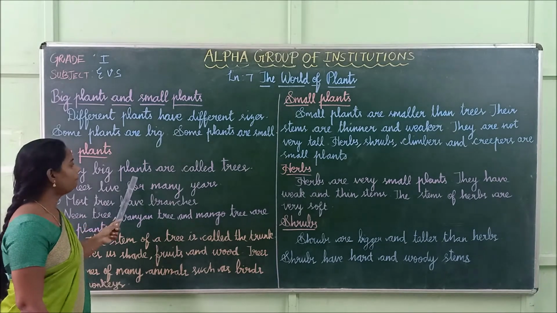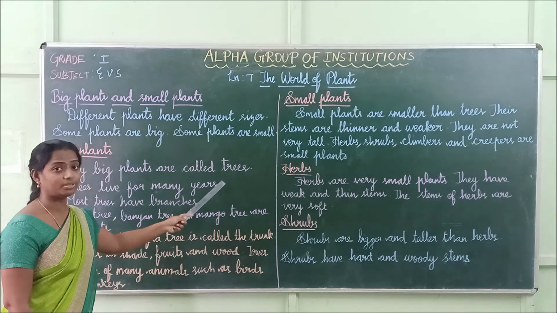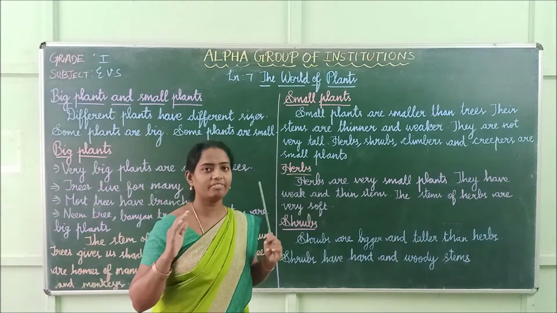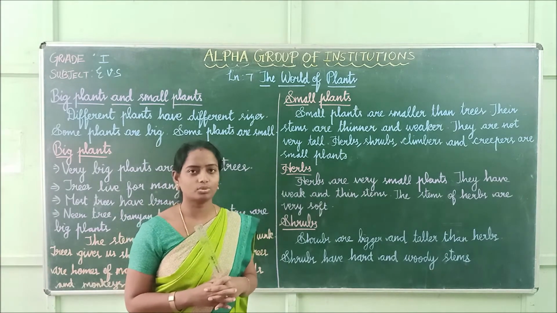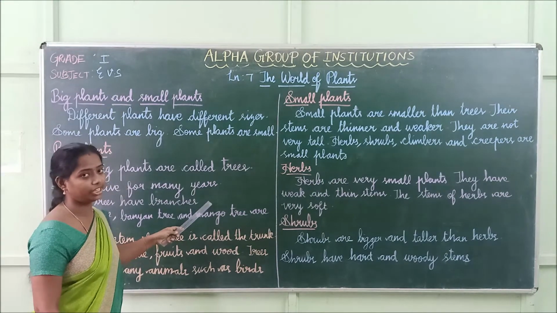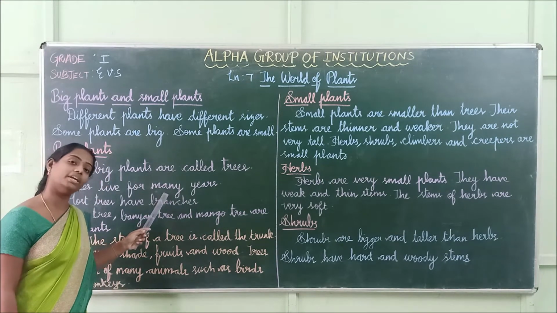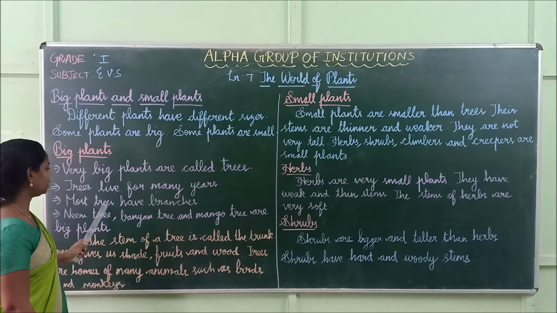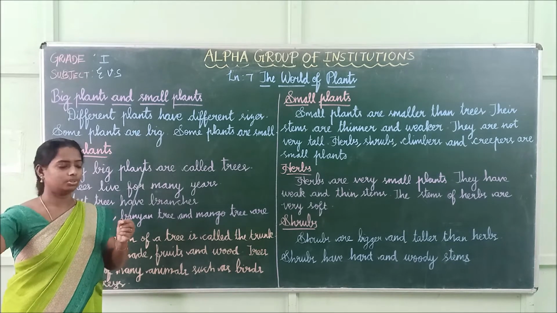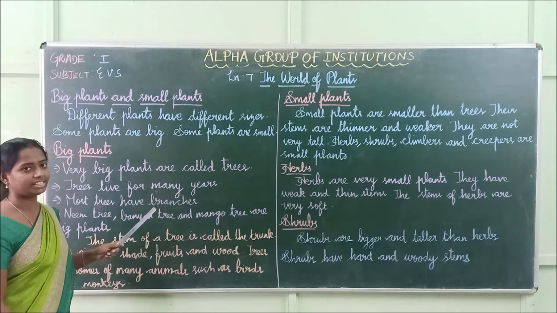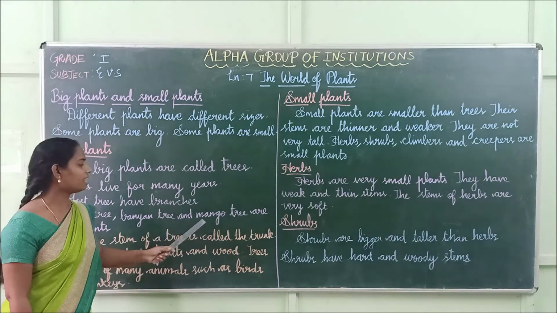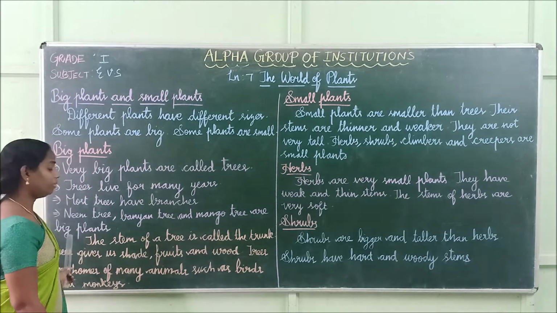Very big plants are called trees. Trees live for many years, isn't it? Yes, trees live for many years. Most trees have branches. Then the examples of trees they have given here are neem tree, banyan tree, and mango tree are big plants.